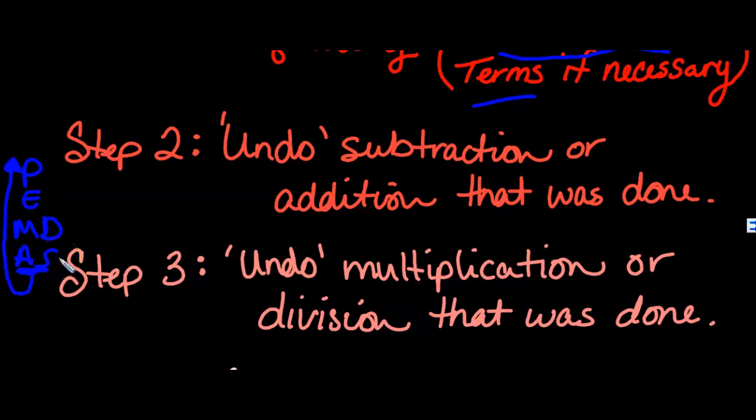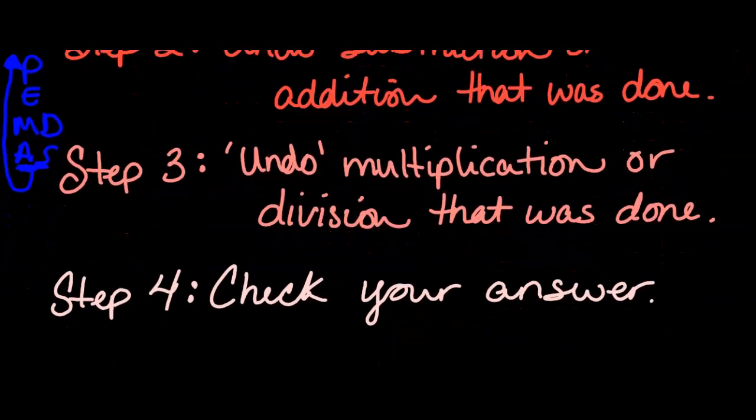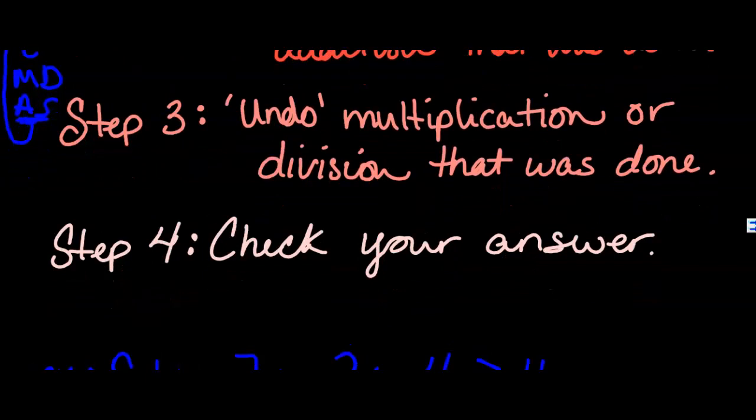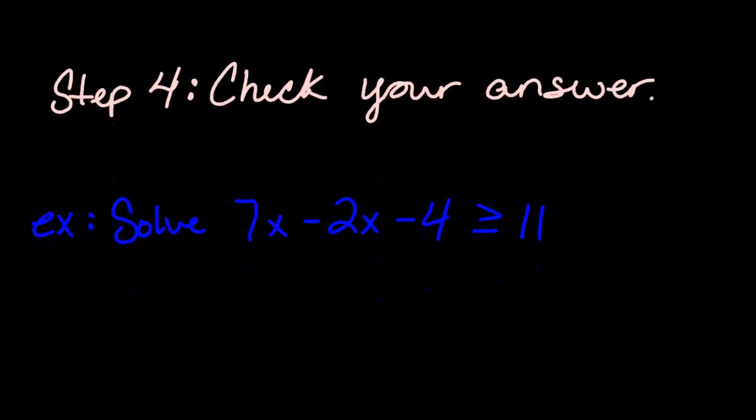So we're first going to undo any addition or subtraction, then we'll undo any multiplication or division that is happening to that missing number. That'll tell us what that number is, and we'll be able to use our solution in order to check our answer and make sure the inequality statement still makes sense. Okay, so here we go.